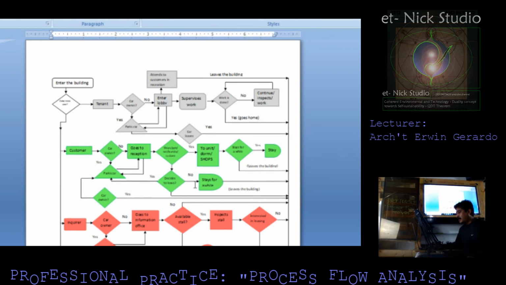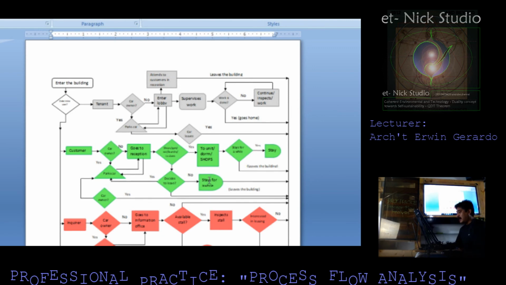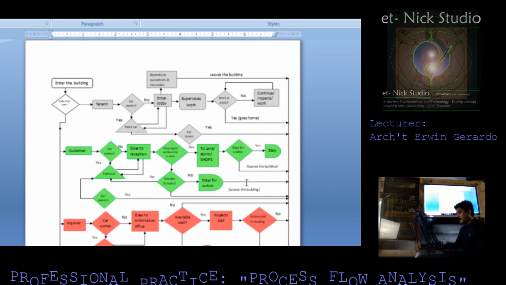If no, they would stay for a while, then there is a designated space there. Letter D is the symbol, meaning there's a waiting time here. So we need to come up with an area where these customers could actually wait. Then, eventually, if they're already done inside the building, they will just simply exit the building. Or if they have cars, they could simply return to their car and leave the building through their car.